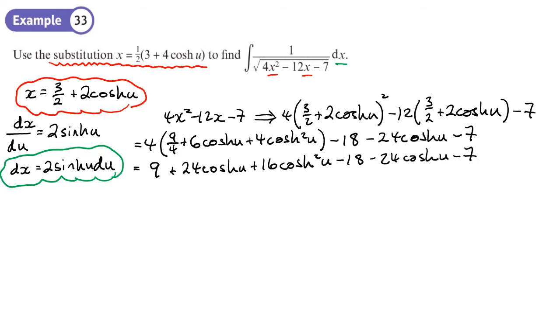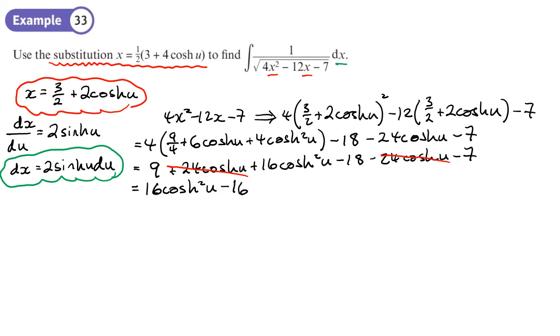Let's put that all together. Now see that we have a 24 and a negative 24, so they cancel out. So I've got 16 cosh squared u, and then I've got 9 minus 18, and then minus 7. That'll give me negative 16.